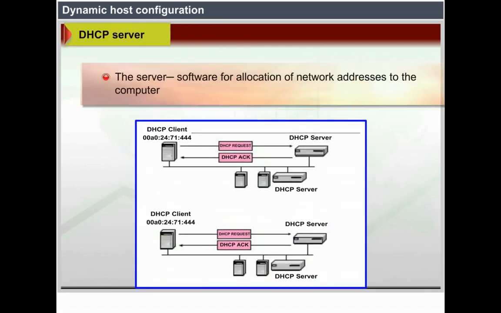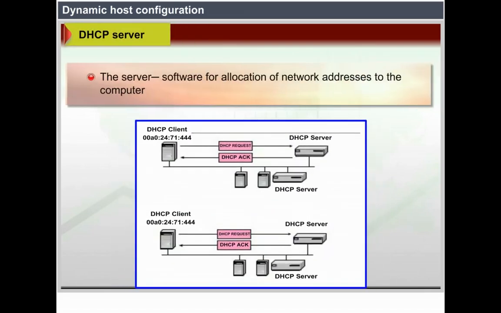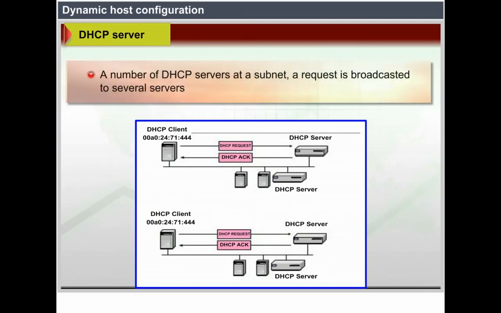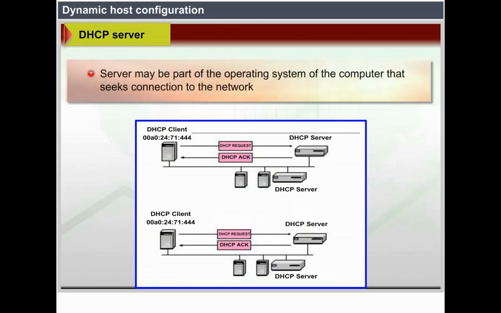DHCP server. The server is software for allocation of network addresses to the computer. There may be a number of DHCP servers at a subnet. A request is broadcast to several servers. The server may be part of the operating system of the computer seeking connection to the network.